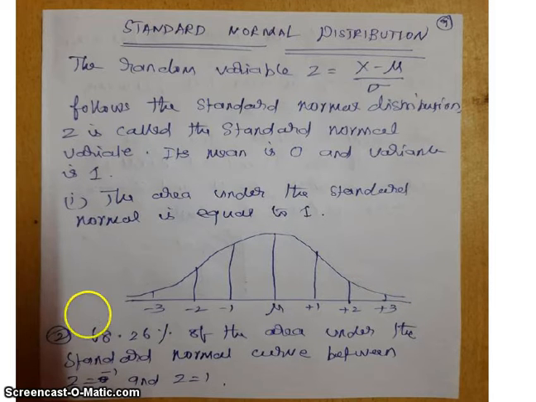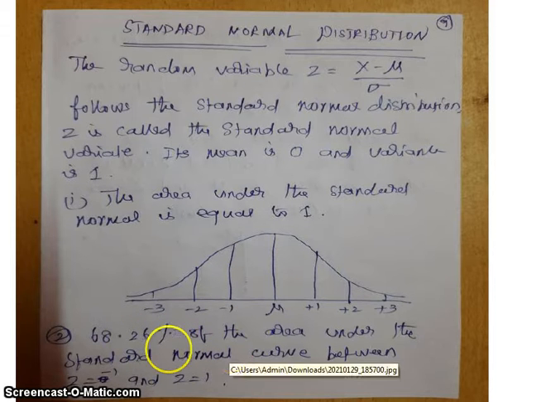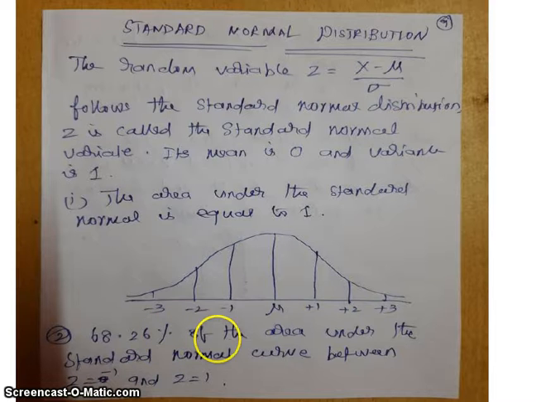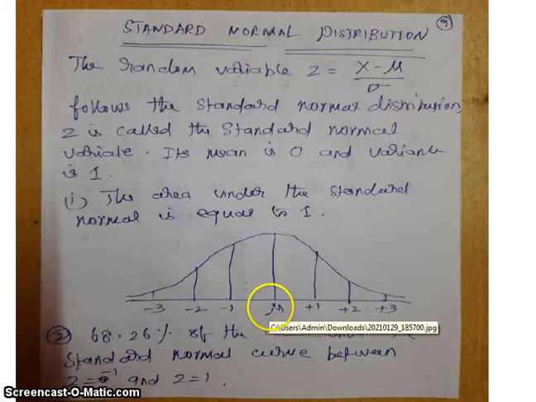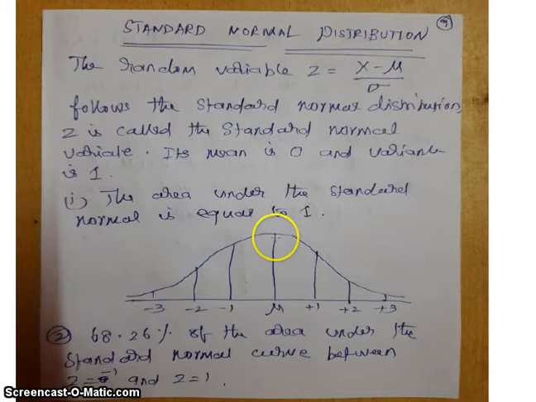The area between plus 1 and minus 1, only this portion, is 68.26% of the total area under the standard normal curve between z equal to minus 1 and z equal to 1. So total area is 1, and 68.26% is the area between minus 1 and plus 1.